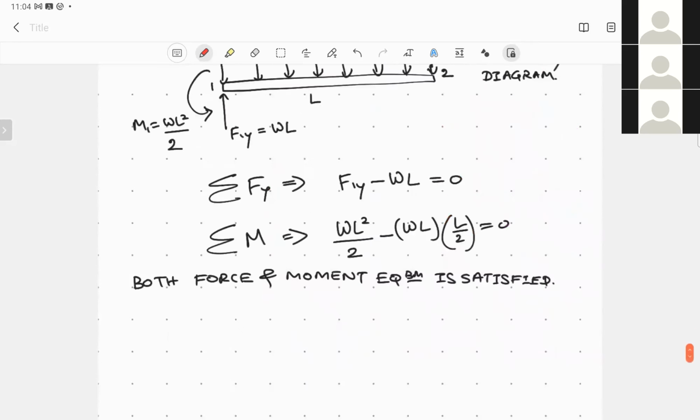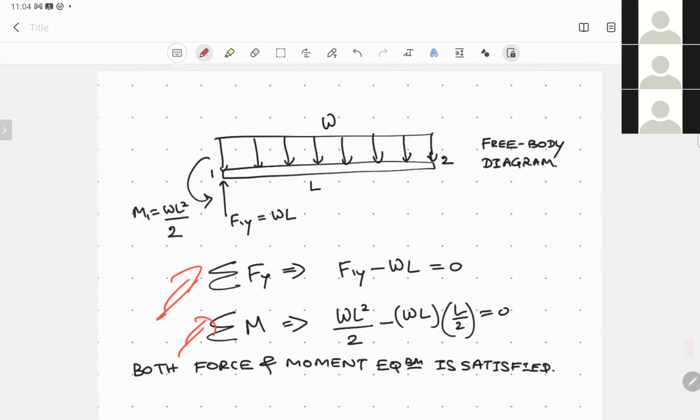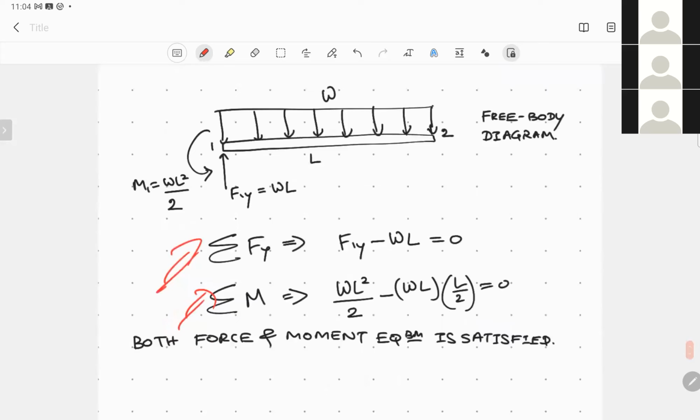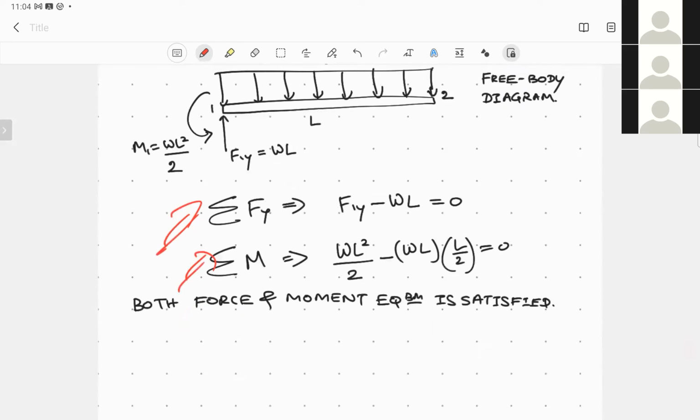And at the end, in order to verify, you can take the force as well as moment equilibrium into account at the different nodes, and you can verify your answers, whether the system is in equilibrium or not, by writing down an equation.